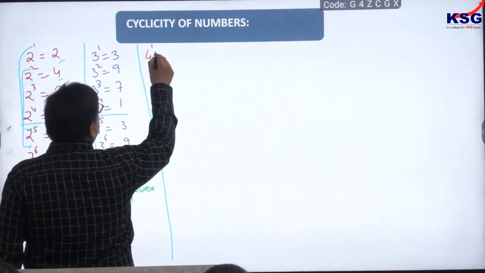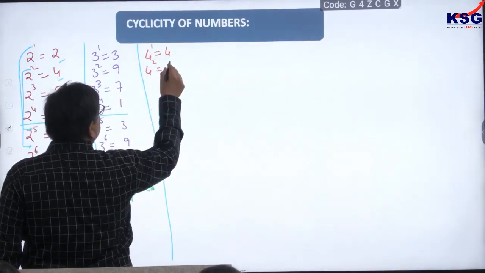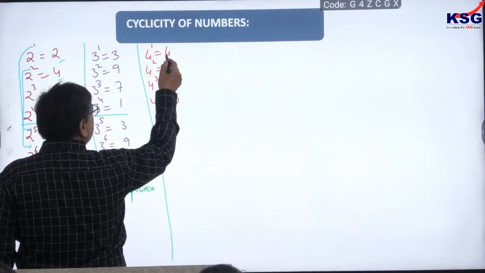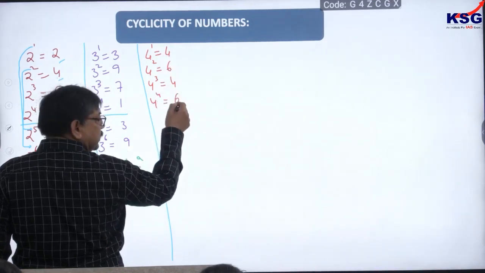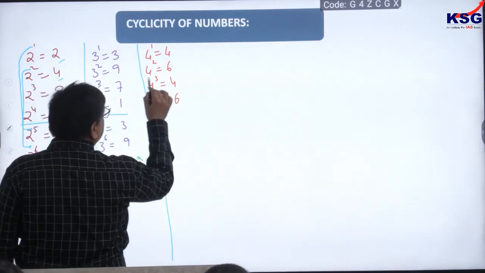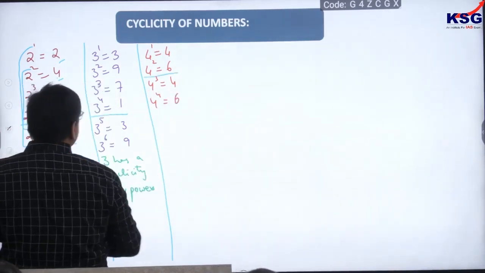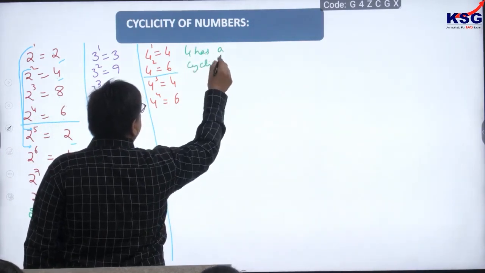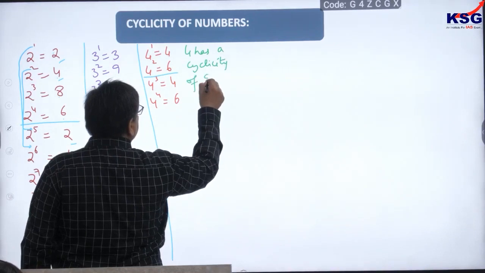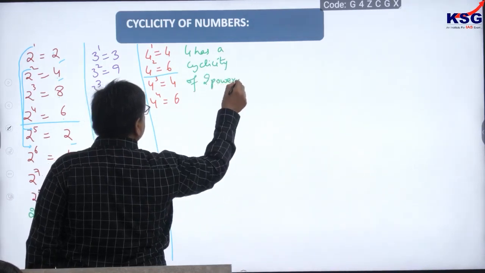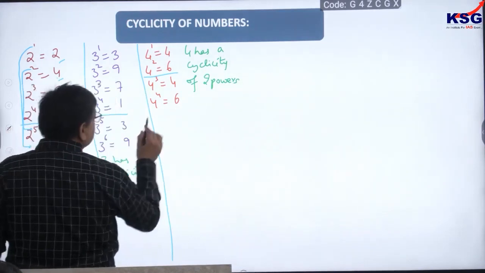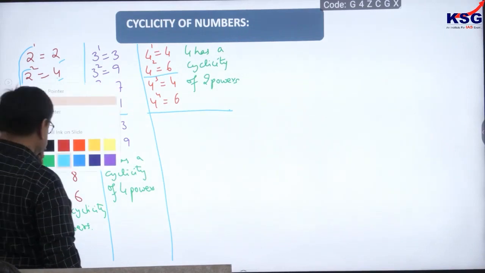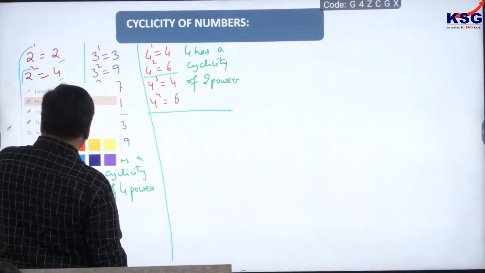Let's have a look at 4. 4 power 1, 4 power 2, 4 power 3, 4 power 4. 4 into 4 is 16, 6 into 4 is 24, 4 into 4, 6 into 4. So here we find that 4 has a cyclicity of 2 powers only. Every second power, we are getting the same digit in the units place.